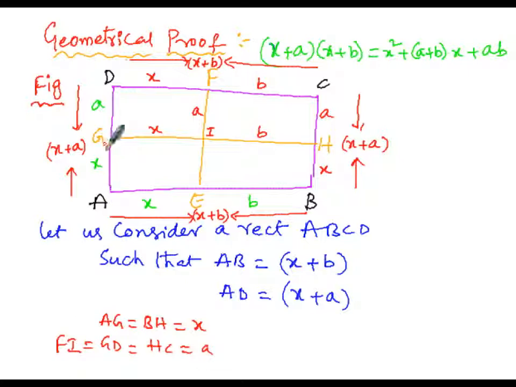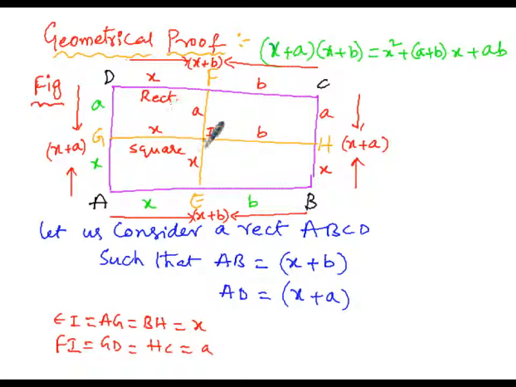Then AG equals BH, both equal to x, therefore EI also will be x. So here in this figure AEIG, all the sides are equal, so this will be called a square. Here opposite sides are a and a, and these two opposite sides are x and x, adjacent sides are not equal, so it will be a rectangle. Here adjacent sides are equal in this particular figure, therefore it will come under square. Here adjacent sides are unequal, therefore it is a rectangle.